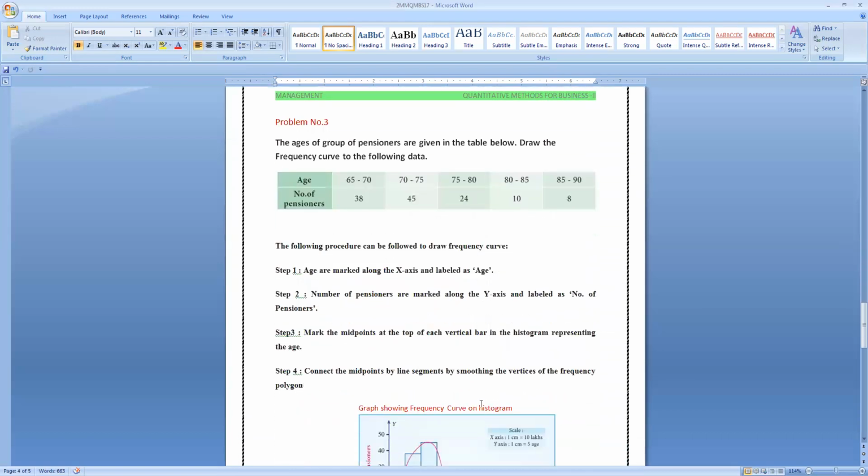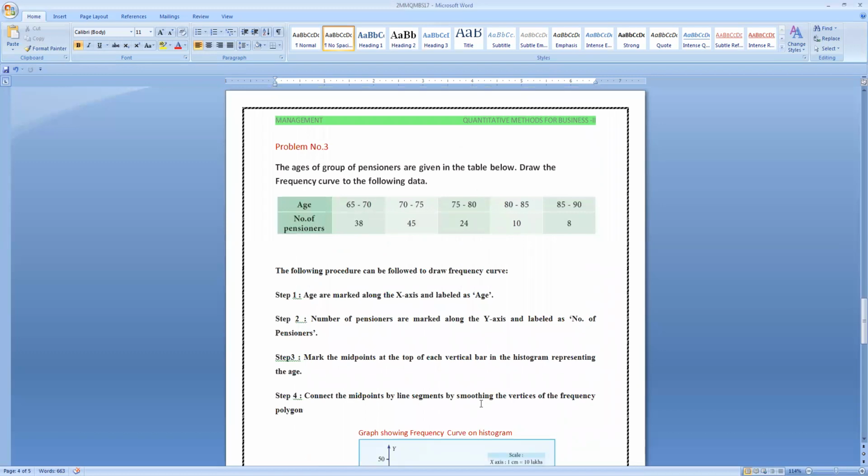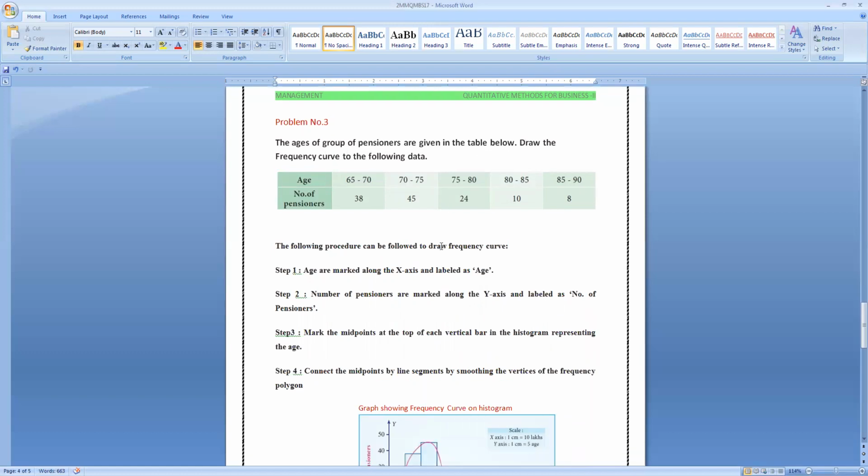And the next one is the frequency curve. A frequency curve is nothing but a freehand curve. We need not use the scale. We have to draw only with a freehand curve. The information given is that the ages of a group of pensioners are given in the table below. Draw the frequency curve for the following data. In one column they have shown the age in the form of class intervals. The width of the class interval is 5.